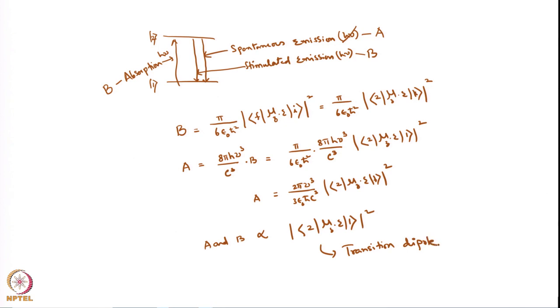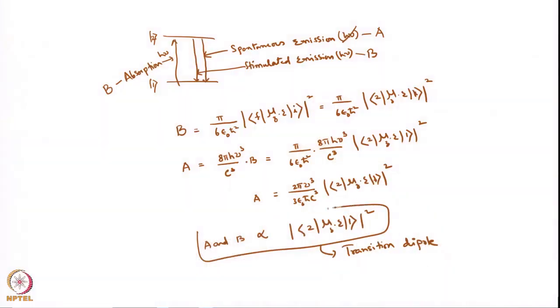Now, we also said that both A and B are proportional to this transition dipole. One of the most interesting parts of spectroscopy using this methodology is that you can get both A and B theoretically as well as experimentally. One can measure A and B experimentally and calculate them theoretically, and one can compare experiment and theory, and that is a real test of quantum mechanics.